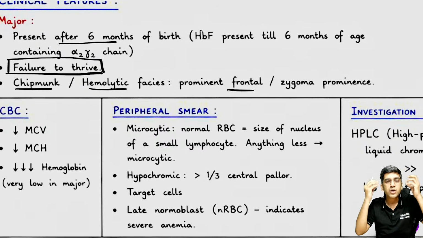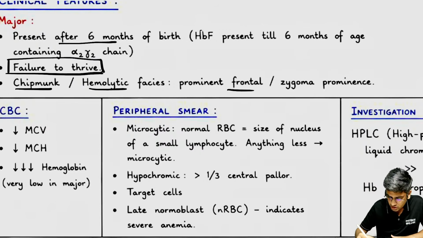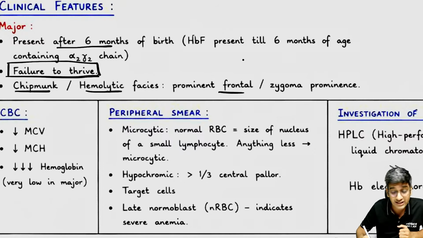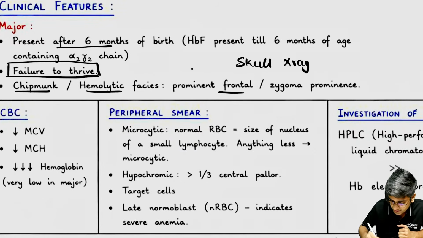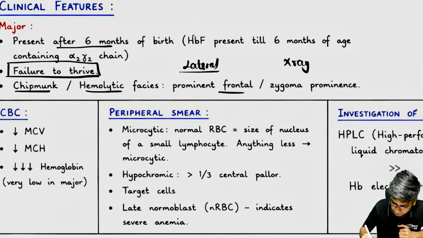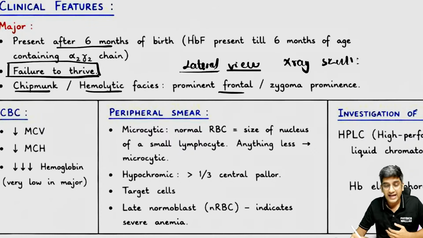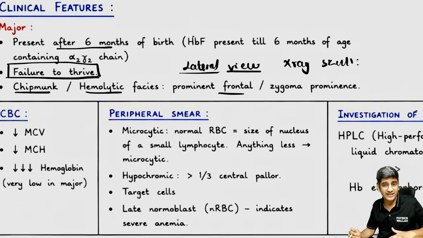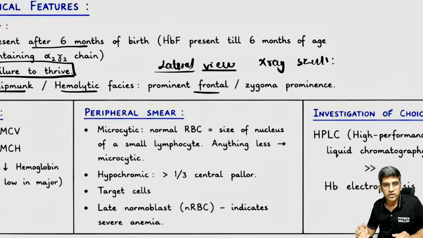Prominent frontal bone, prominent zygomatic arch. I'm just going to add one more finding. I want you guys to tell the answer. Can anyone tell me what is the X-ray finding in this patient? The lateral view X-ray of your skull. There's a very classical appearance. This also is seen in every severe hemolytic anemia, including thalassemia, right? I want you guys to comment. We'll go to the next. I'll come back to this soon.